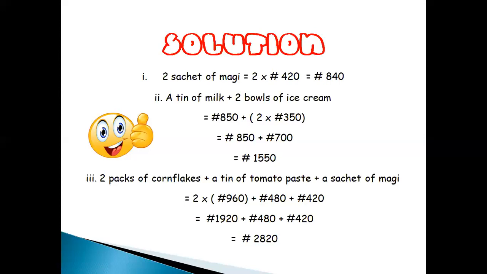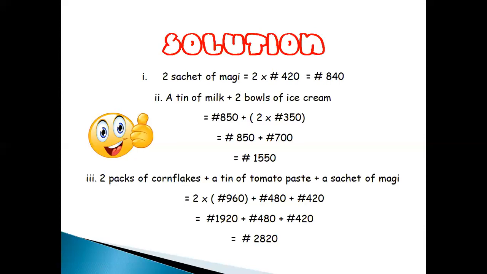So let's go a bit further. If you are taking 3,000 naira to the supermarket and you have bought goods worth 2,820, and I'm asking, how much change are you going to collect? How much change would you get? All I need to do is to say 3,000 minus 2,820, and I'll get the change. If you do your calculation correctly, you should have 180 naira. So that is the change you would get from 3,000 naira.